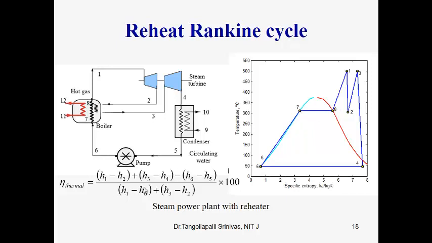Thermal efficiency is defined as output. Now there are two outputs here. One is the high pressure steam turbine output, the second is the low pressure steam turbine output, minus work input to the pump. And heat addition is also here. One is the boiler, that is from 6 to 7, 8 and 1, and the second one is heat addition in the reheater, that is 2 to 3.